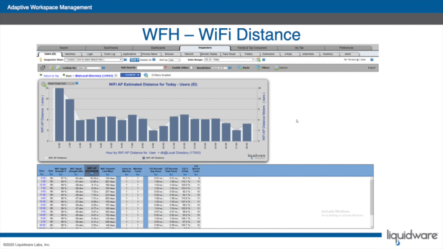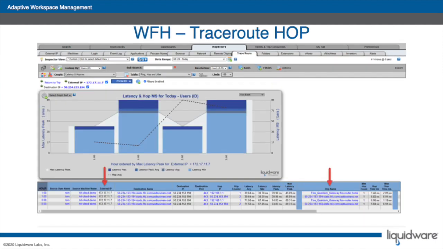So if they call the help desk and say my connection is slow, you can at a glance say, are you out in the backyard by the garden or by the pool? What are you doing? Come in a little closer to the office, because it looks like you're approximately 9 meters from your Wi-Fi access point. So those metrics have already been very helpful, as well as work from home traceroute and endpoint metrics.